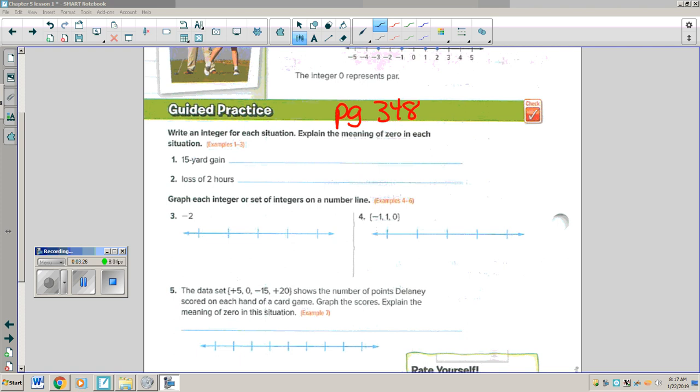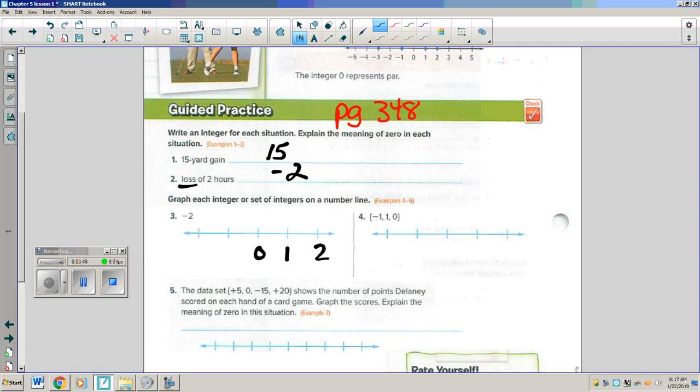Okay, now we're on page 348. Same kind of problems. We are going to write the integer for each situation. A 15-yard gain, 15. Loss of 2 hours, like a 2-hour delay, minus 2. Number 3, we're going to graph negative 2. Notice there's no numbers on it. I'm going to put 0 in the middle. There's 1, there's 2, negative 1, negative 2, negative 2 goes right there.